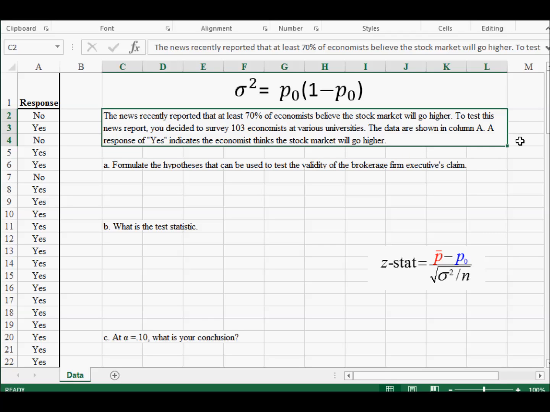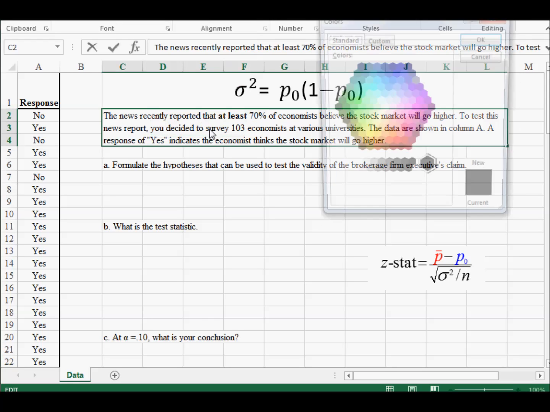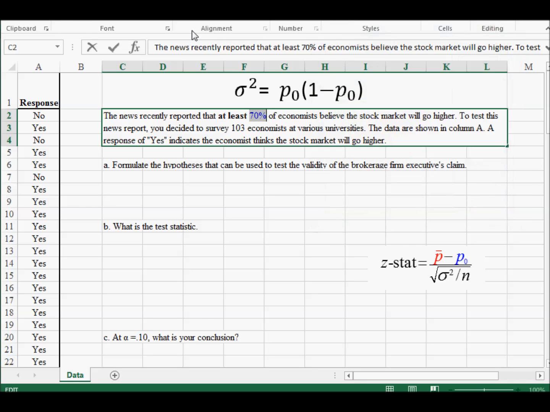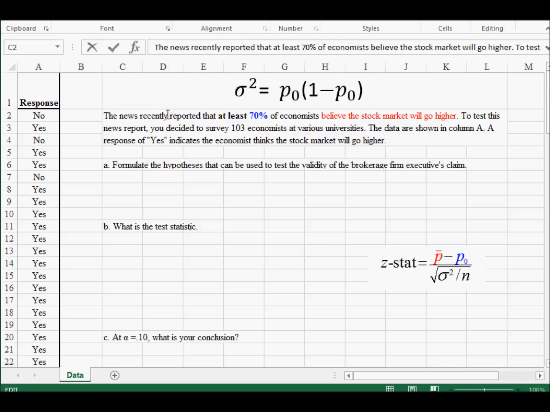Why? Because here in the setup of the problem, we have the news recently reported that at least 70% of economists, so at least is a keyword. I'm going to make that bold. 70%, I'm going to make that blue and bold. "70% of economists believe the stock market will go higher." So I'm going to put believe the stock market will go higher, and that's going to be red and bold.